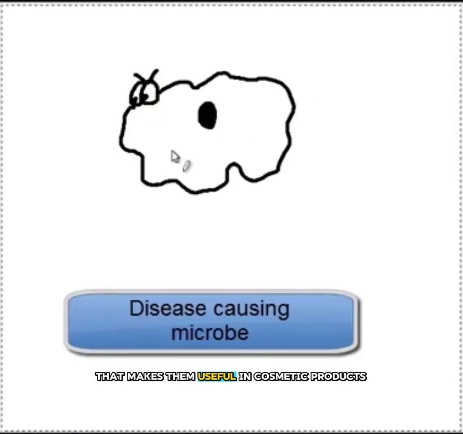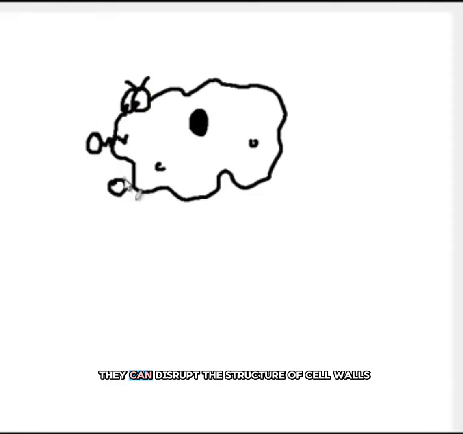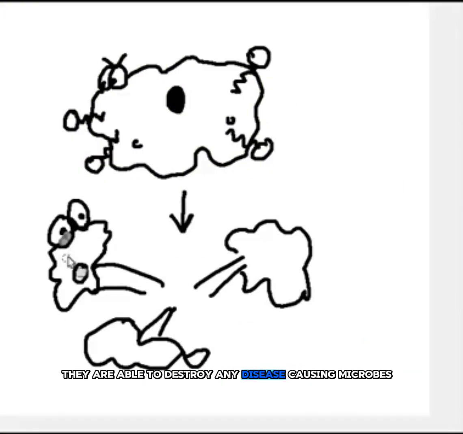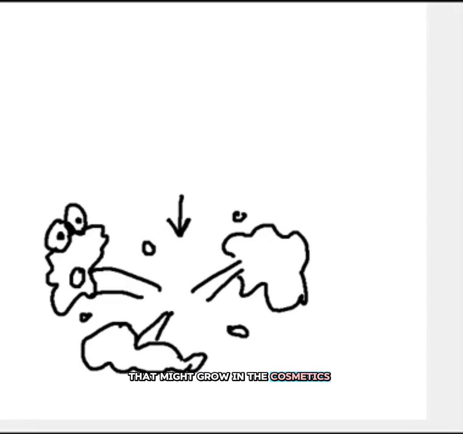Finally, some surfactants have one more characteristic that makes them useful in cosmetic products. They can disrupt the structure of cell walls, which means they are able to destroy any disease-causing microbes that might grow in the cosmetics. This makes them useful as preservatives.